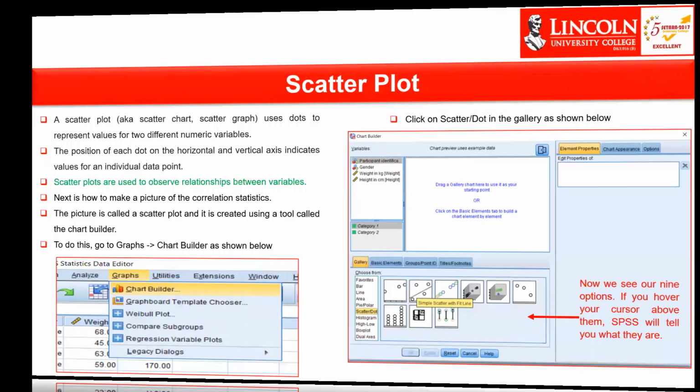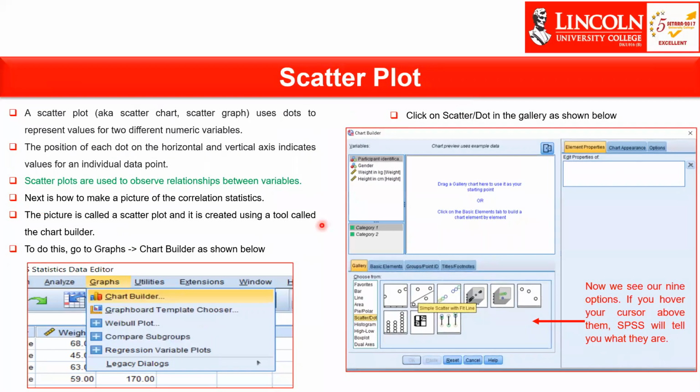And how do we now build scatter plots? The first scatter plot is very important, and again, we're going to do more about this later. A scatter plot, also known as scatter chart or scatter graph, some of you call it scatter diagram, uses dots to represent values for two different numeric variables. The position of each dot on the horizontal and vertical axis indicates values for an individual data point. So scatter plots are used to observe relationships between variables.